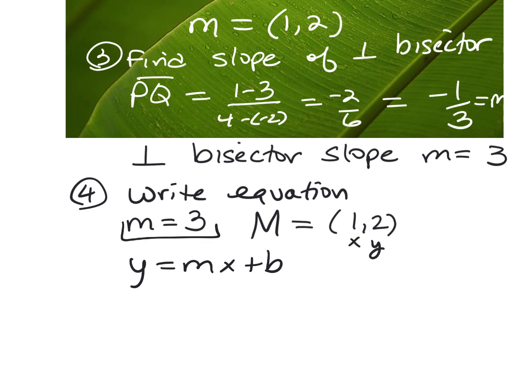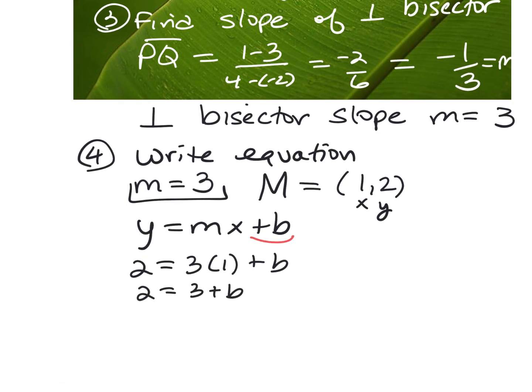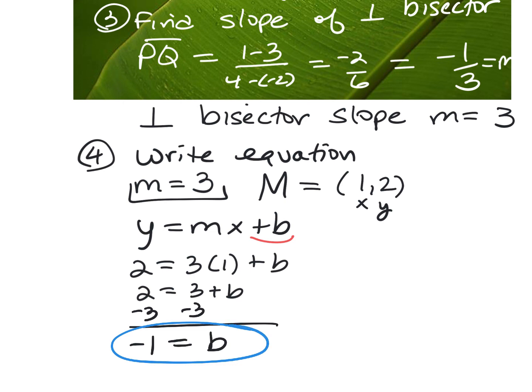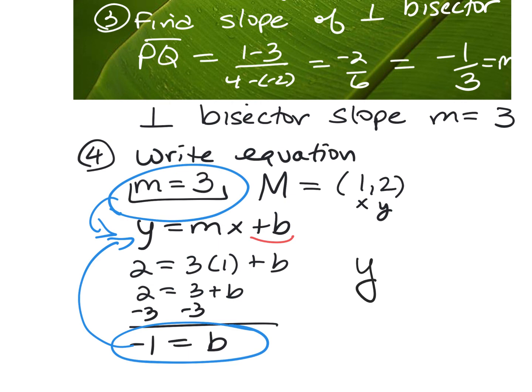Remember, we're solving for b first. So I'm going to plug in 2 equals 3 times 1 plus b. 2 equals 3 plus b. I'm going to subtract 3. And my y-intercept of my perpendicular bisector equation is going to be -1. So now I'm going to take that newly found y-intercept and my slope and plug them both back into y equals mx plus b. So my equation for my perpendicular bisector is y equals 3x minus 1.